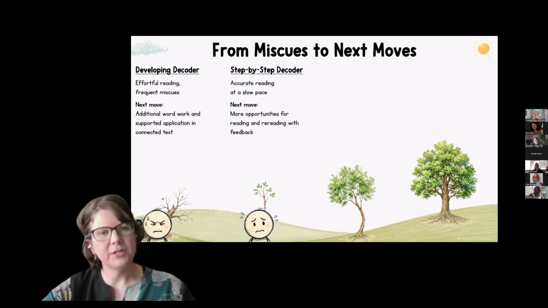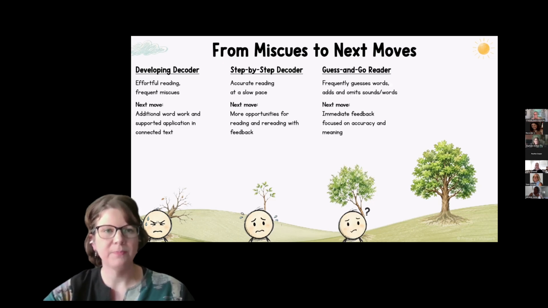Then for our step-by-step decoders who have higher accuracy, but they're still very slow, they just need more opportunities for reading and rereading text with feedback. And they need to gain some confidence that they are reading the words correctly and they don't have to sound out every word if they can retrieve it.